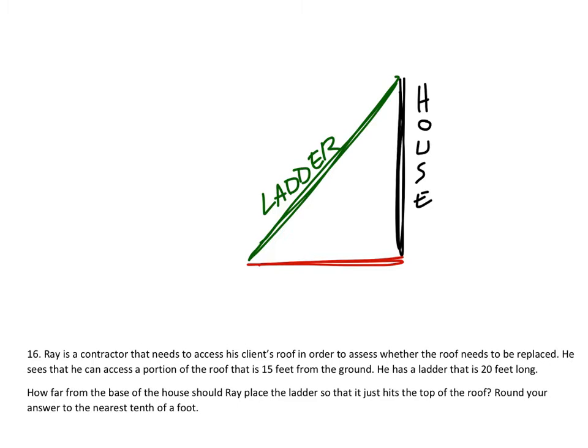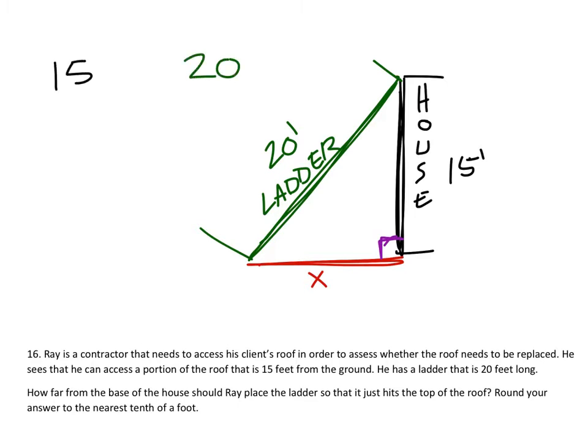And we don't know this value. However, that red length right there would be a leg of a right triangle, right here. And we know the portion of the roof that is 15 feet from the ground, so this distance here is 15 feet. It said the ladder is 20 feet, so we need to figure out how far away the ladder is set on the ground from the house. Okay, to solve this one, the ladder is the hypotenuse, and then I've got a leg at 15 feet, and then another leg at x feet, which we don't know yet.